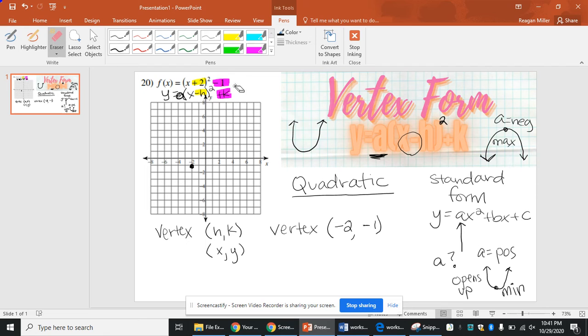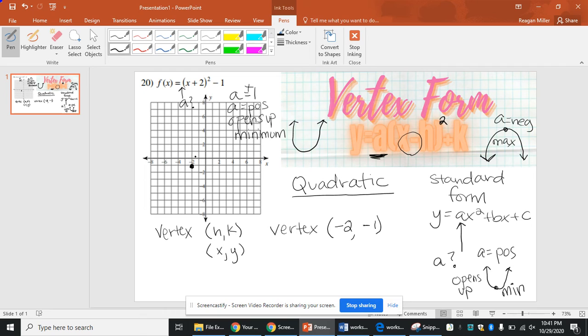All right, so what is our A value in this? I'm going to erase all this stuff so you can see a little bit better. What is our A value here in our example? Well, there's nothing there in front of the parentheses. So that just means that A is 1. But what's more important is A is a positive 1. So because A is positive, I know that my graph opens up and then I have a minimum. Okay, so I know it's going to open this way, and I'm going to have a minimum.